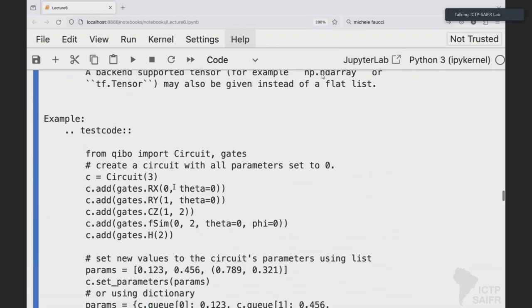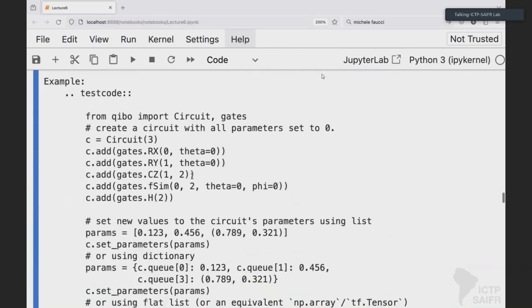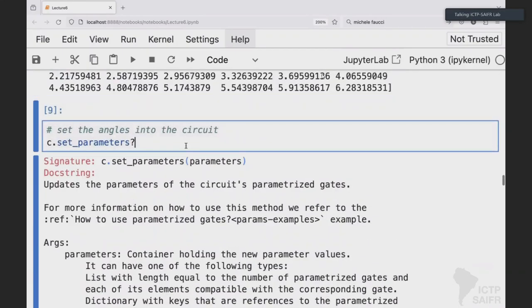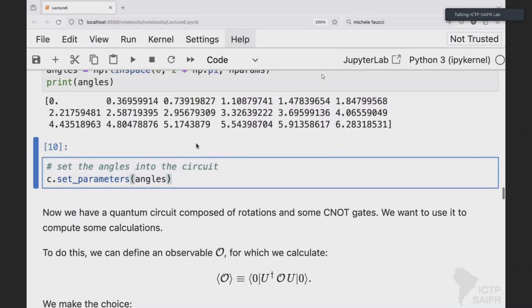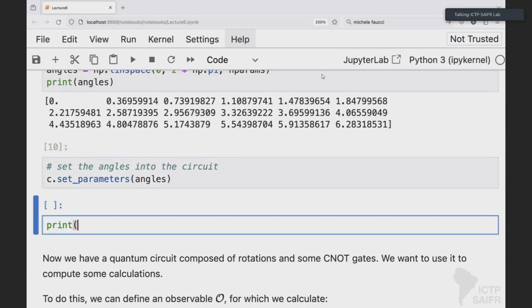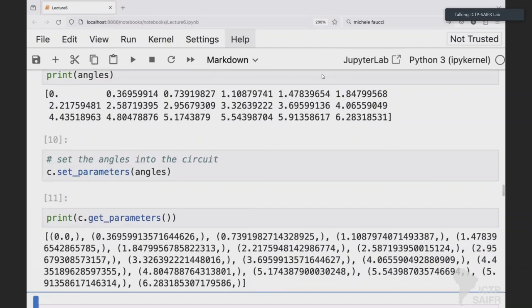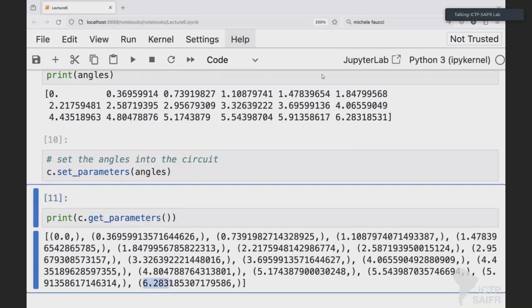And if you are curious, you can have a look at the examples. There are some other examples using different parametric gates, like the fSim gate, and other mechanisms of loading parameters by using dictionaries. Now, for example, in this case, you have this expression where you attach to each moment a parameter. So in our case, we do set parameters, and we send here the angles. Now we can double check if this operation was successful by printing, for example, again, c.get params. And as you can see here, we are getting exactly the same numbers that we have generated in the previous cell. From 0, to 0.36, 0.73, until reaching 2 times pi, 2 pi, which is 6.28, the last number in the list.